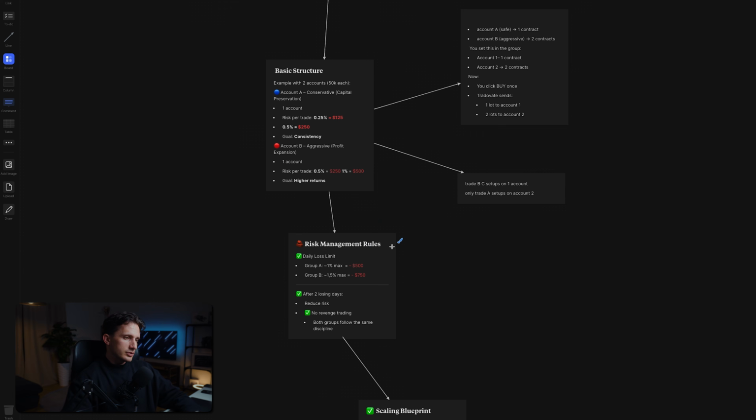Now when it comes to risk management, we are looking for group A at a maximum loss of $500 and group B at a maximum loss of $750. If you hit the minus 500 on A and the minus 750 on B on your day, then you are going away. That's really the max risk that you can lose on a day, so you should not go above it.